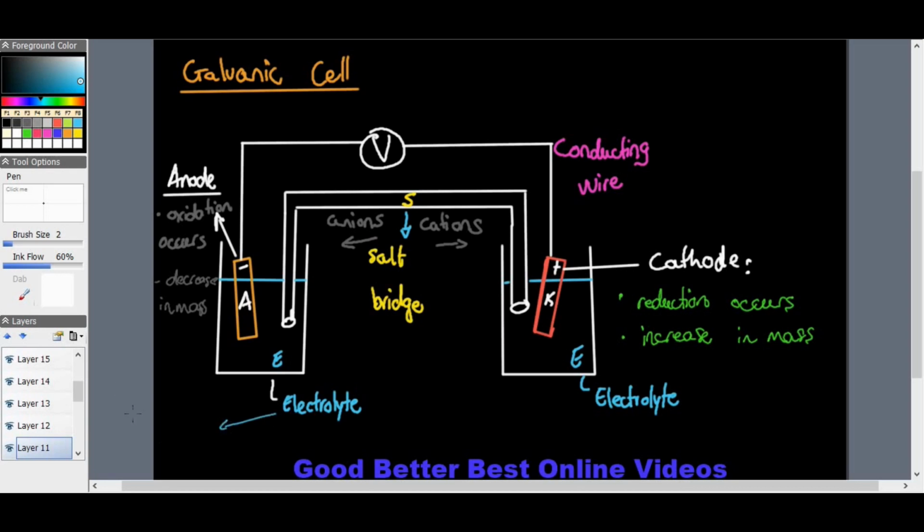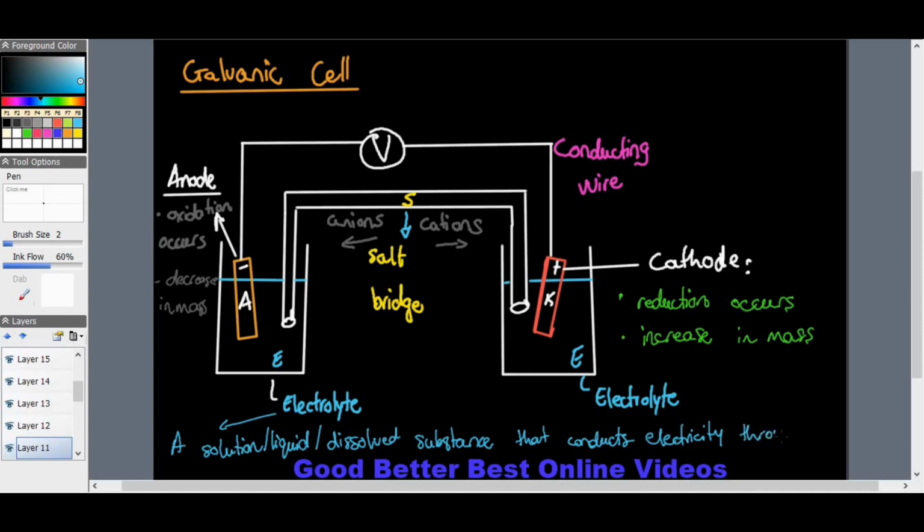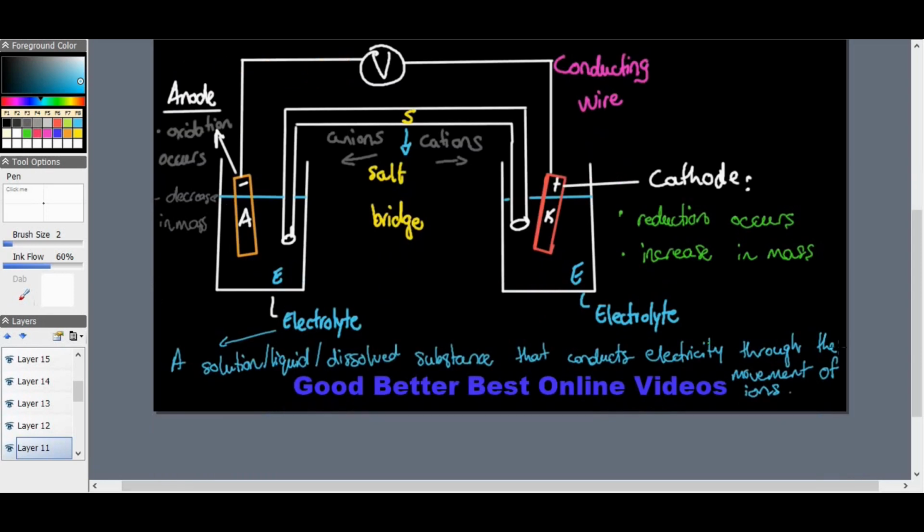The definition of an electrolyte is that it is a solution, or we could say a liquid. I like to use the first part: a solution, liquid, or dissolved substance, which I've never actually used in any of my tests or exams. But more importantly, it is the part that conducts electricity through the movement of ions. I'm going to have to come down here to fit in ions. Let's just scroll down here somewhere. Okay, cool. So that's what electrolyte means.